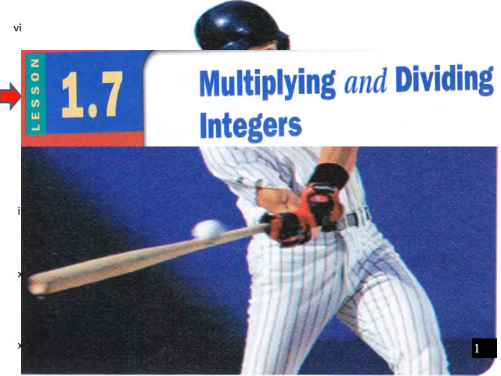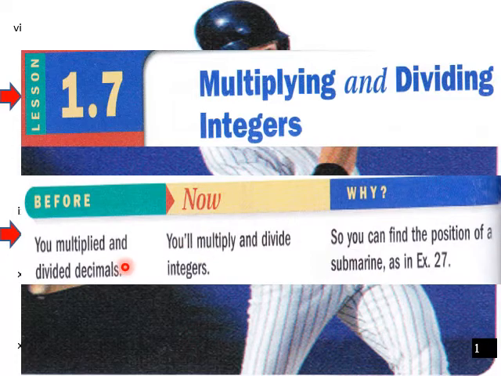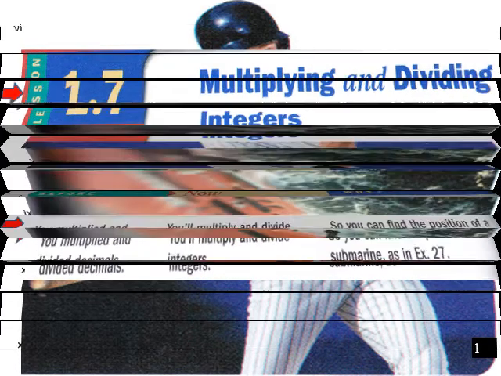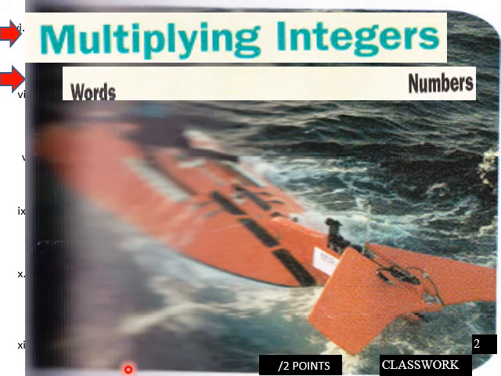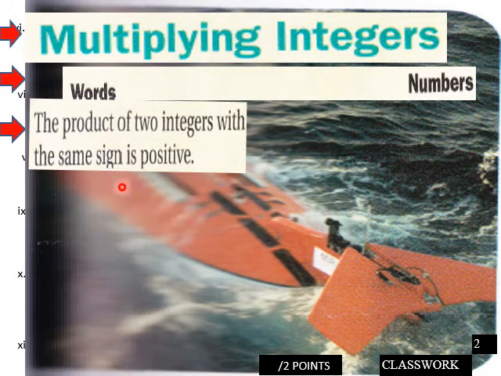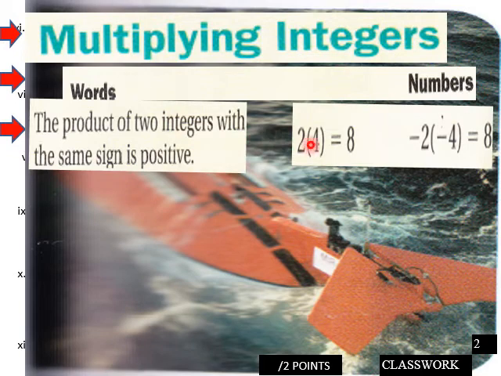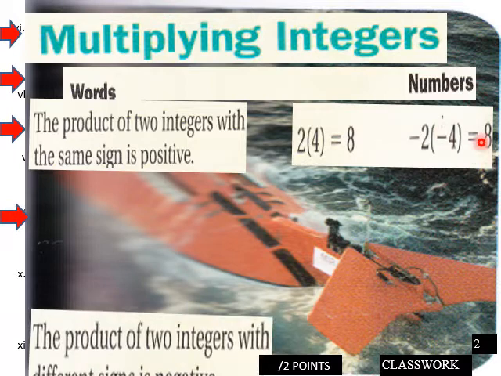Multiplying and dividing integers: you multiply and divide decimals, and you will multiply and divide integers. Multiplying integers, the product of two integers with the same sign is positive. So 2 times 4 equals 8, and then negative 2 times negative 4 would be 8. Same signs here. Negative times a negative is a positive.